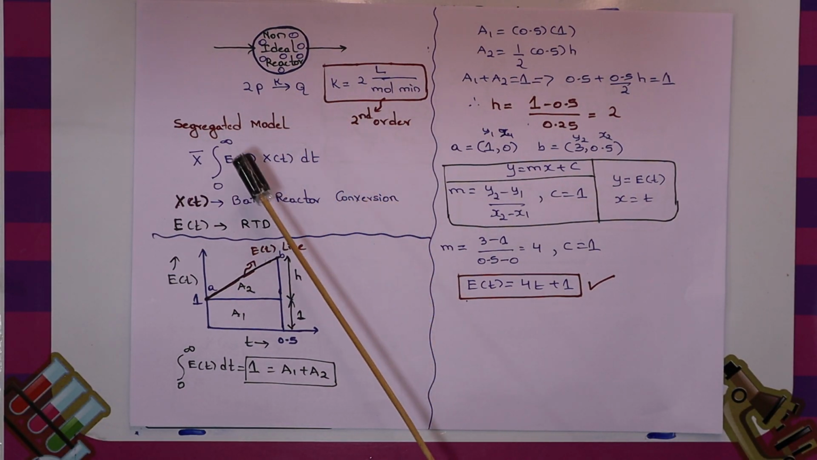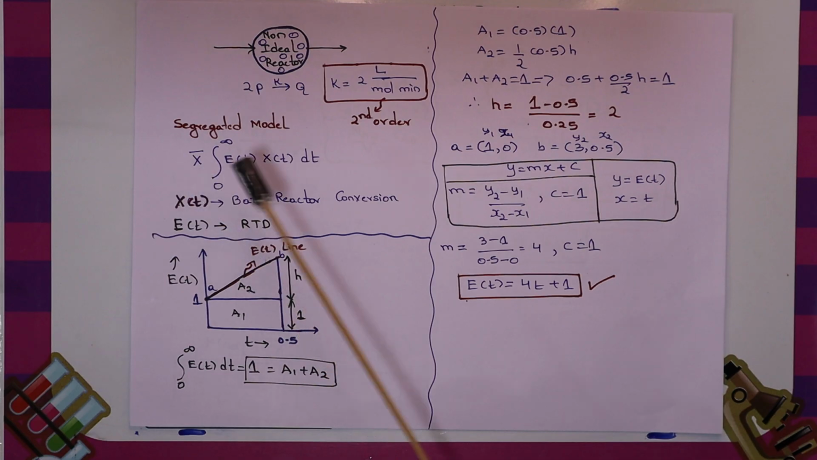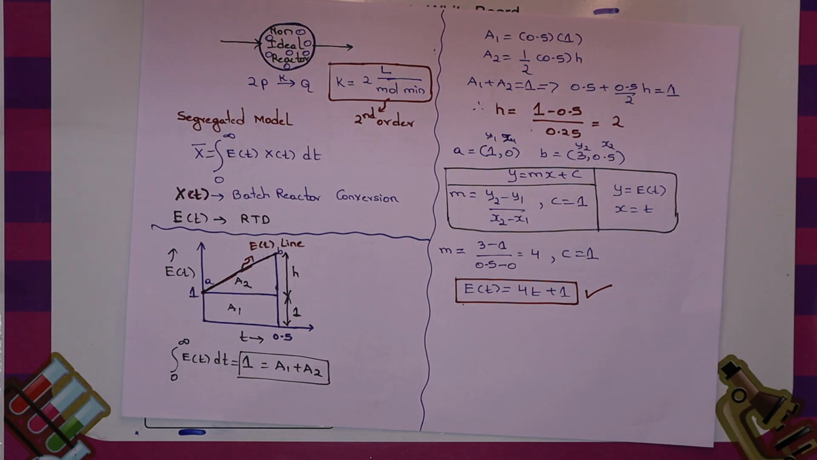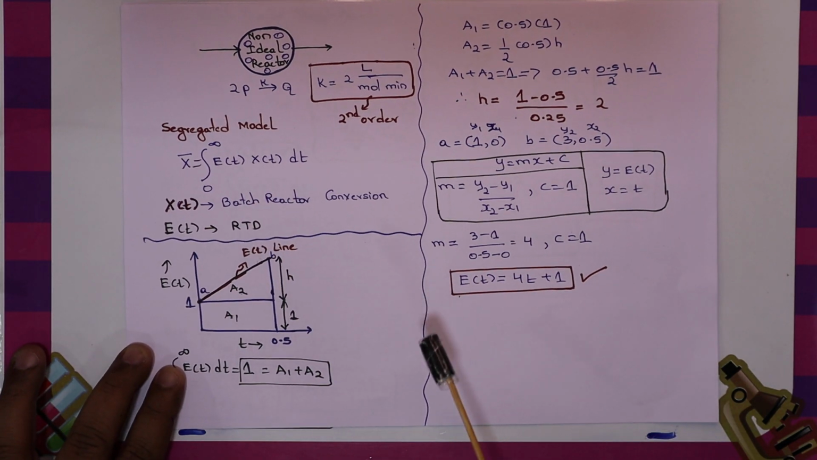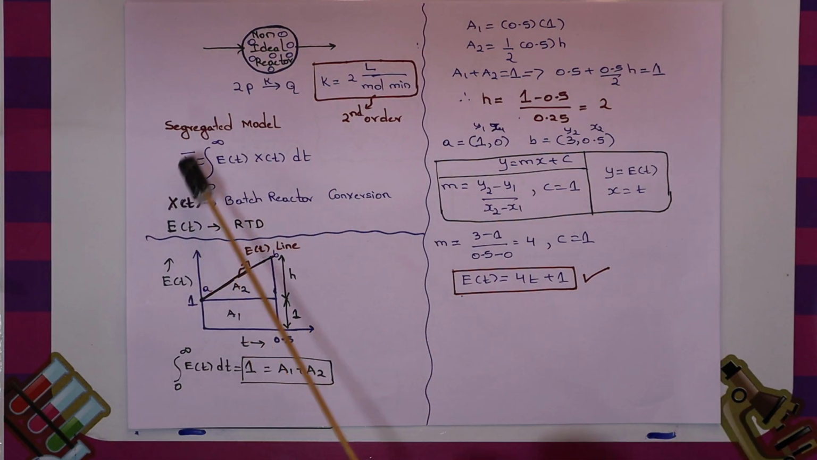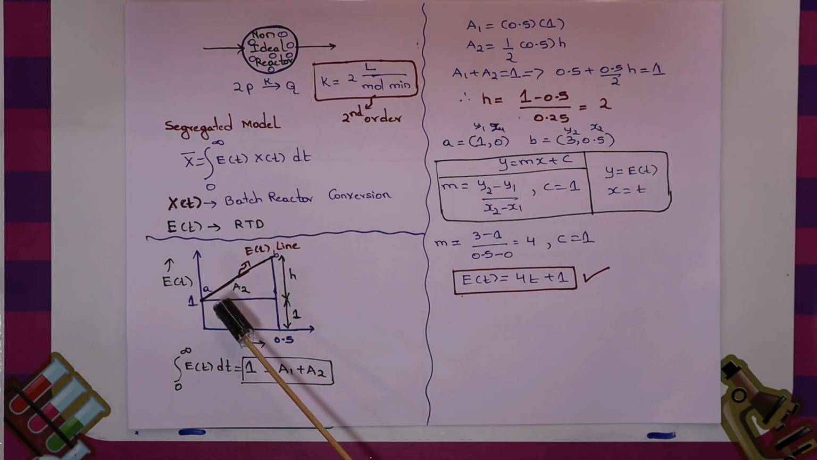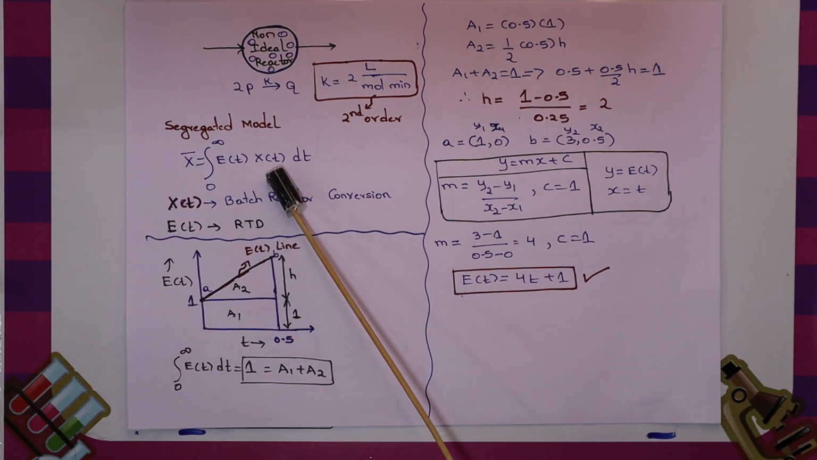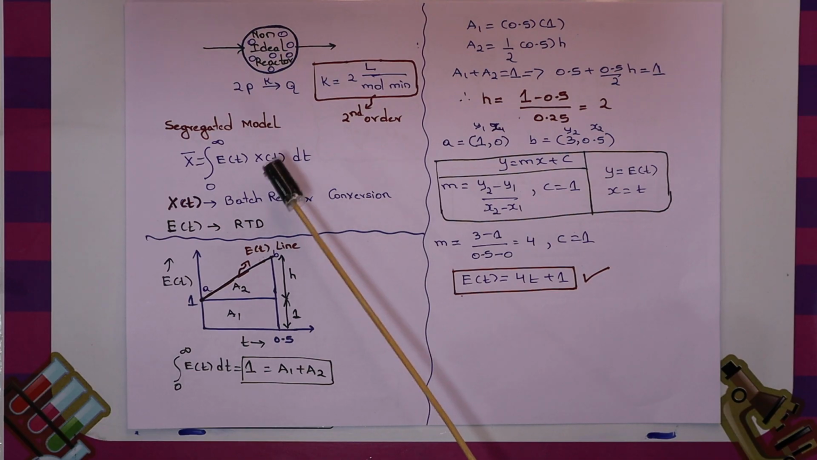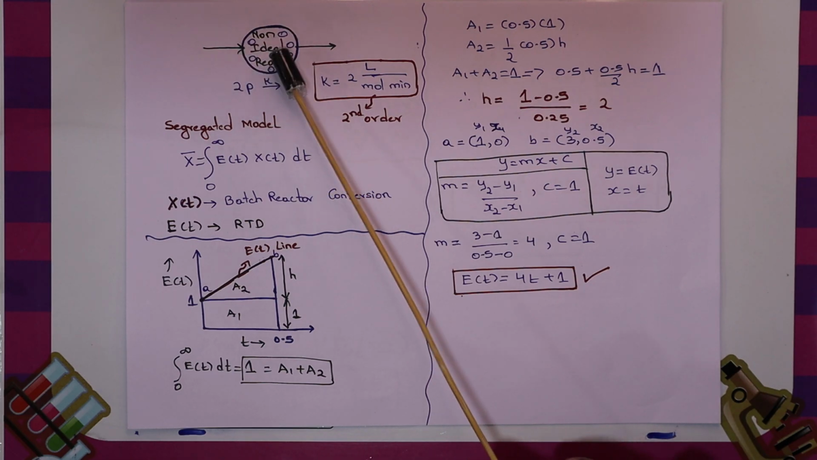K is given. Using the segregated model, the conversion from this non-ideal reactor can be calculated: x bar equal to the integral from 0 to infinity of E of t into x of t. If you know the E of t and x of t of this particular reactor, then you can find out the conversion in the reactor. What is E of t? The residence time distribution data which is provided, and x of t is nothing but the conversion from the batch reactor. That means in a non-ideal reactor, in the segregated model, it is assumed that the reaction happens in batches.